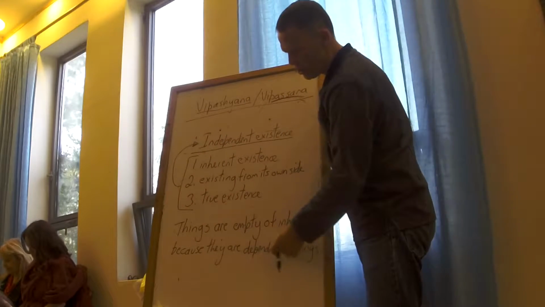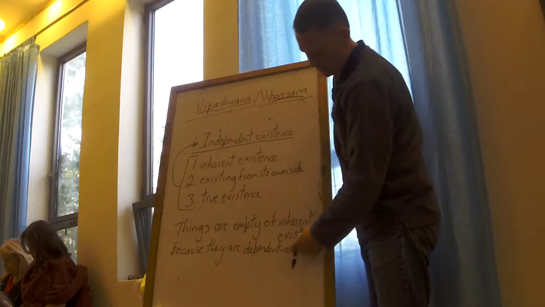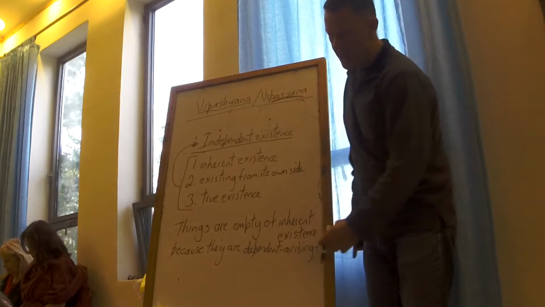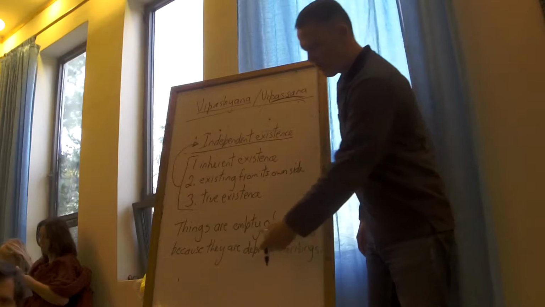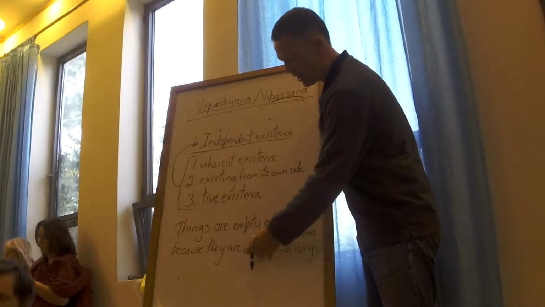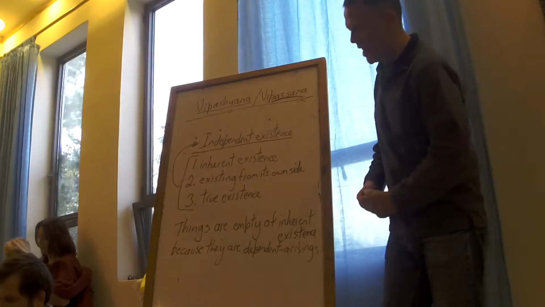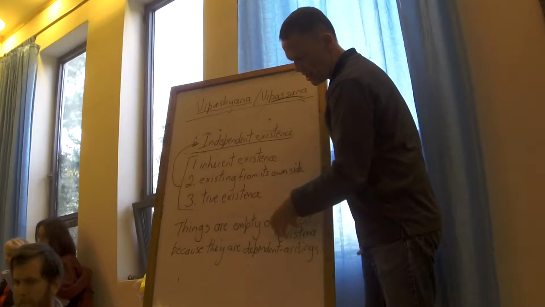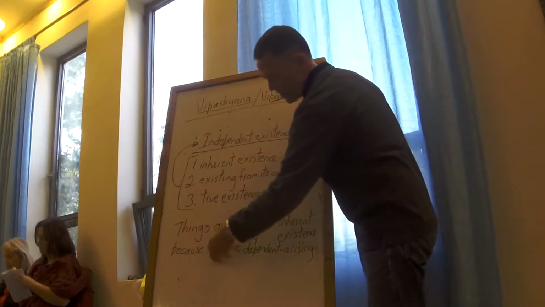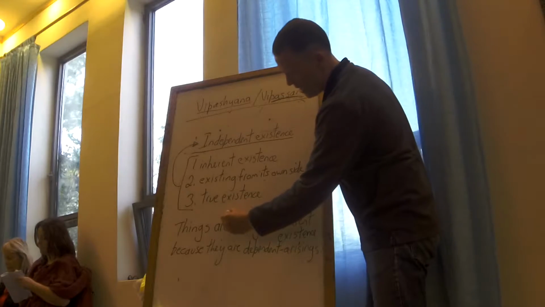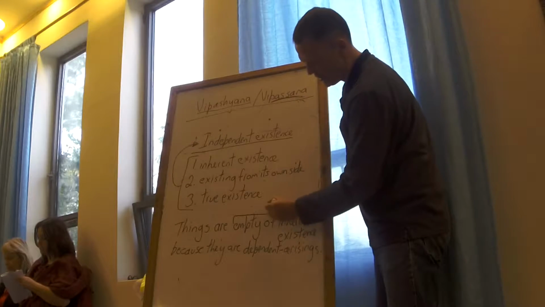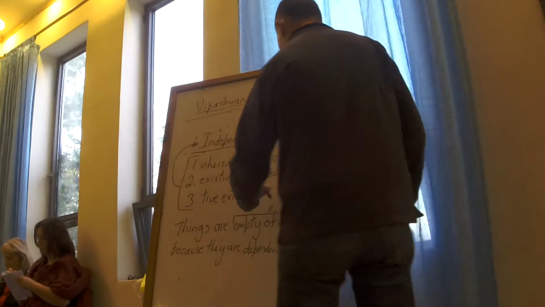And the technical word here is dependent arising. The word arising here means coming into existence. So things come into existence dependently. So again, what we're saying is things are not independently existent because they are dependently existent. This phrase here, empty of inherent existence, is emptiness.